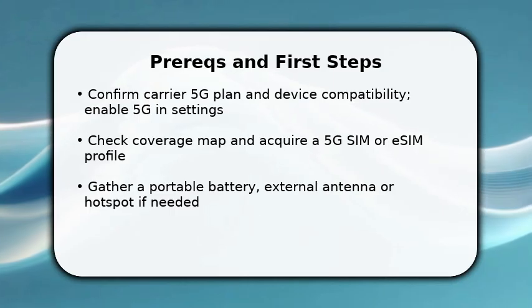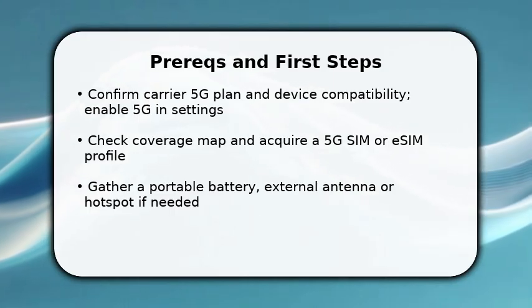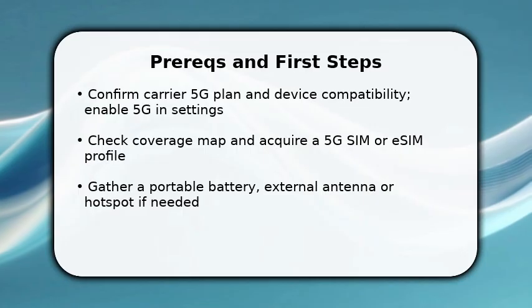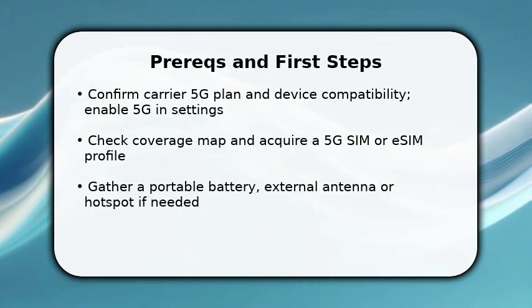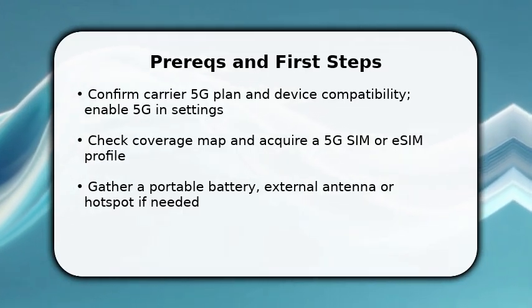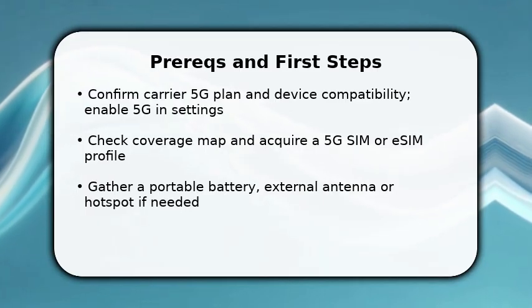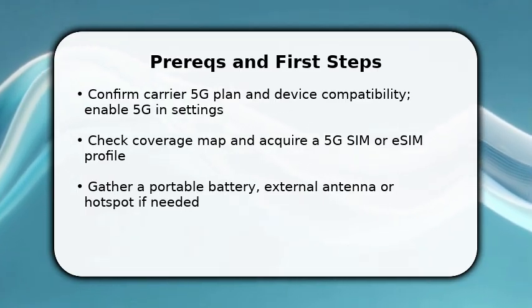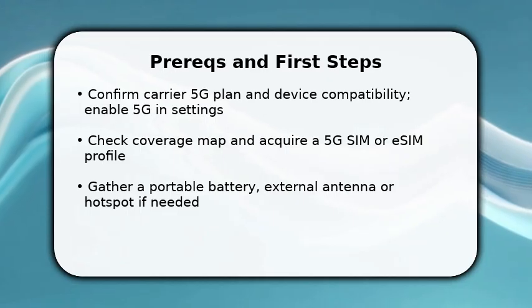Enjoy the video. You begin by validating prerequisites. Confirm your carrier account has a 5G plan and that your device supports the correct wave or sub-6 bands. Once done, install the SIM or eSIM profile and enable 5G mode in network settings.